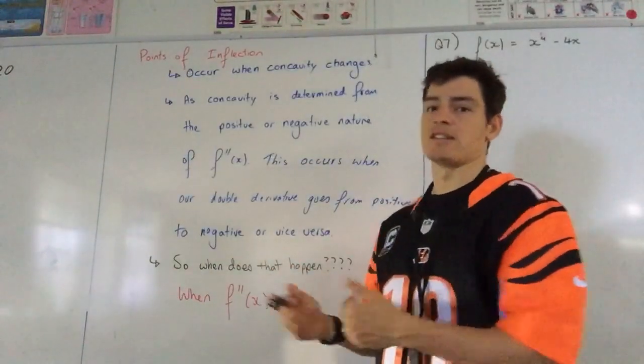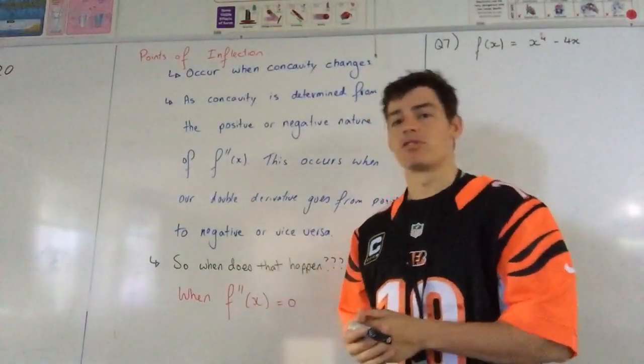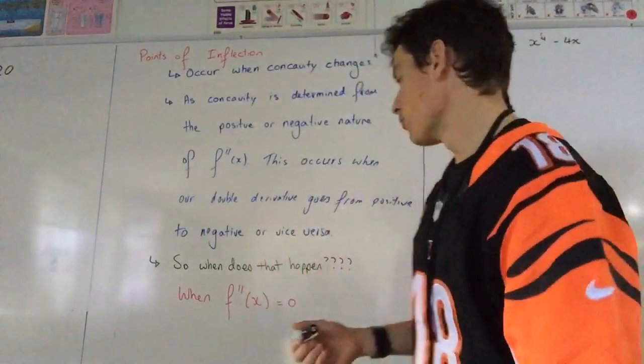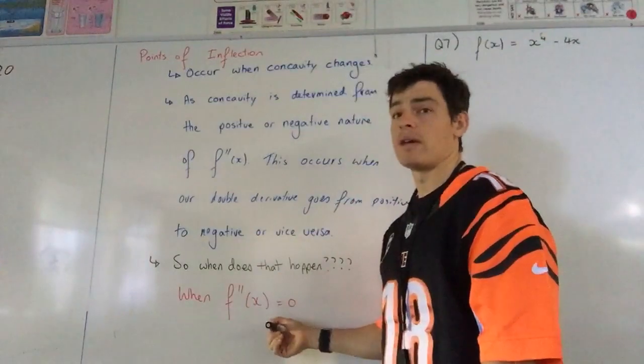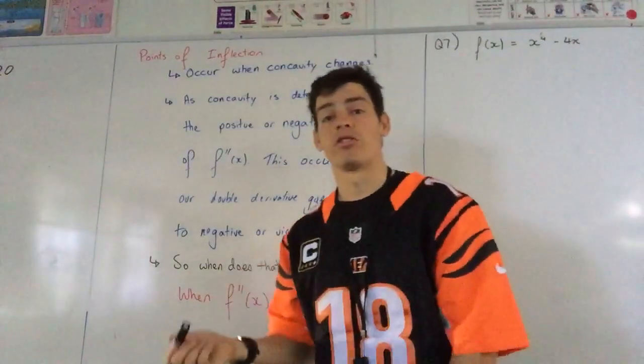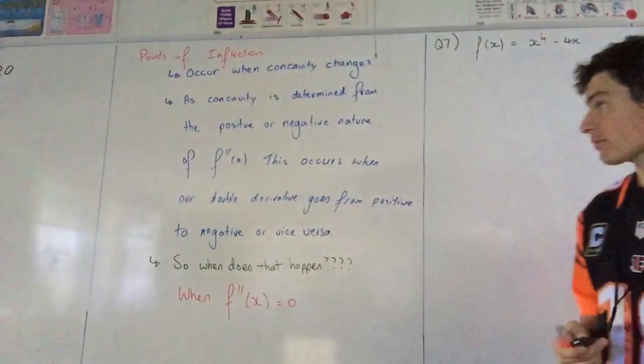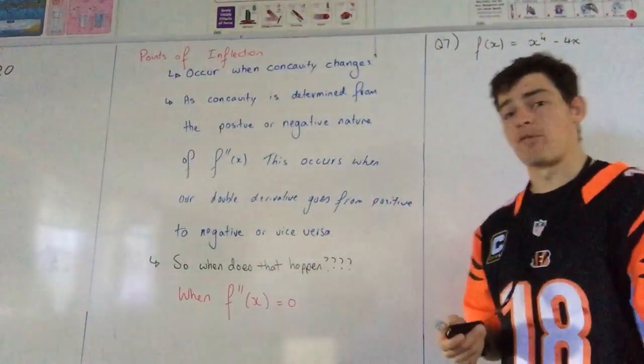What's that point along a number line? Let's go right back to year 7. What point between a negative and positive occurs? And we obviously know that occurs at 0. So when our double derivative equals 0 and is transferring from a negative to a positive value or vice versa, that's how we know the concavity is changing, and therefore we have a point of inflection.